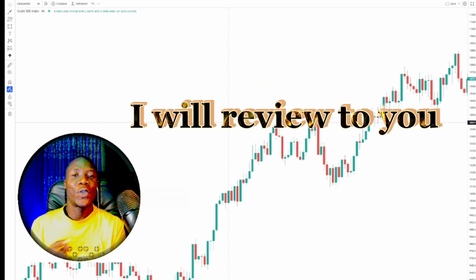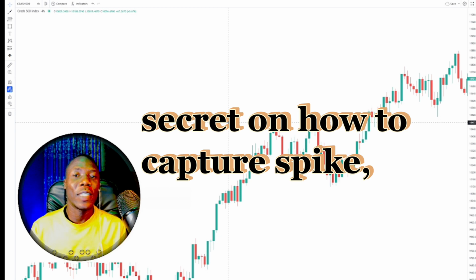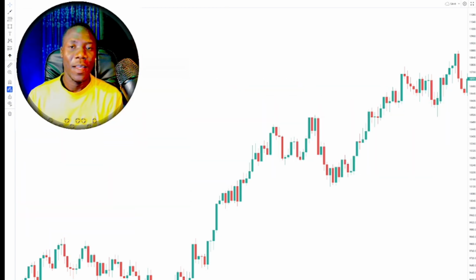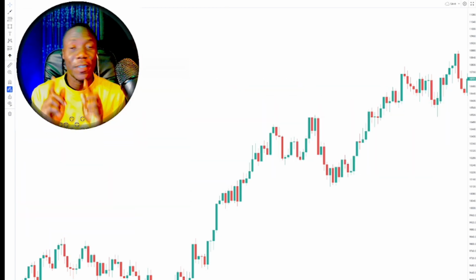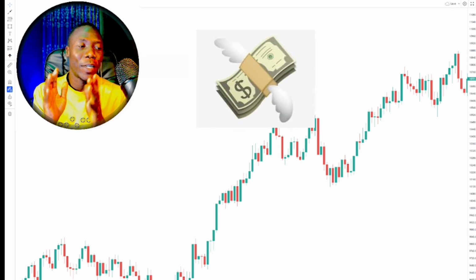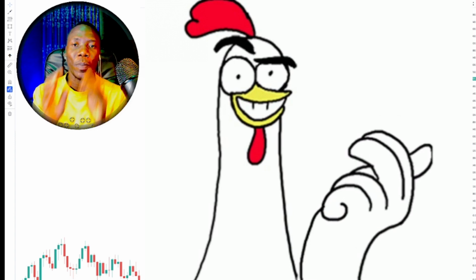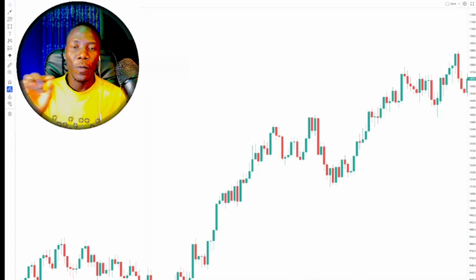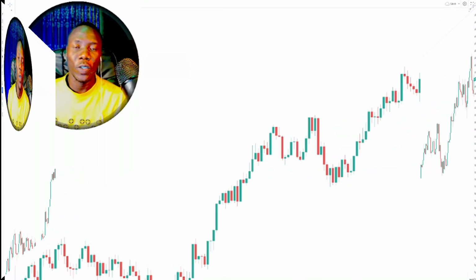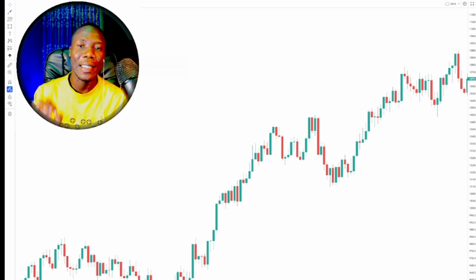I will reveal to you a secret on how to capture a spike in Boom and Crash. So without taking much time, I have a secret to share with you. This strategy has made a lot of money for me because it captures spikes within a short period of time. Before we go further, let's go into an illustration for you to have a clear and deep understanding of how it works.